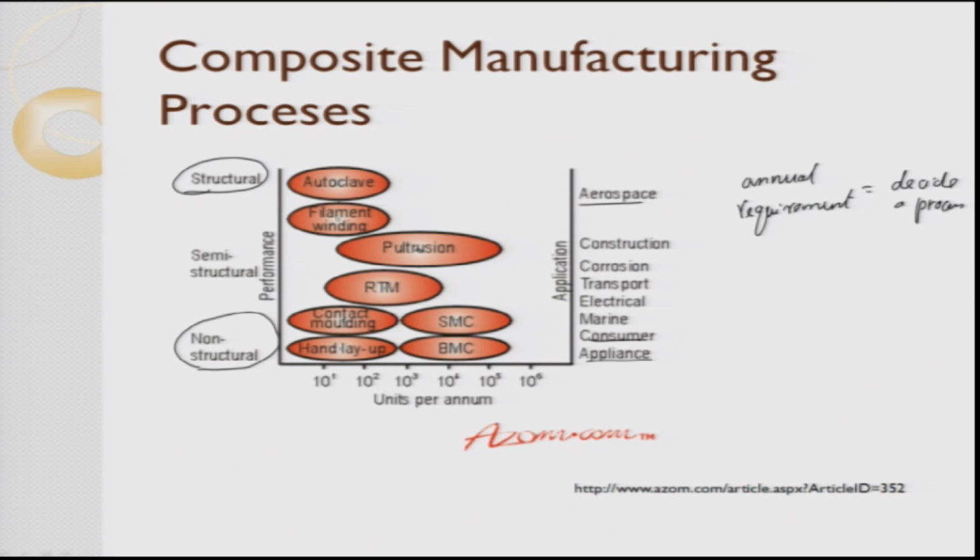If the quantum is very low, we go for hand layup process. If the quantum is slightly higher, we go for mold. We also go for resin transfer molding. We go for pultrusion process. Pultrusion is nothing but pulling plus extrusion. We also do filament winding process, but if you do filament winding, the performance will be very high, but the quantum cannot be very large. Then the autoclave process. Predominantly for aerospace applications, we use an autoclave for producing high performance components. So, the annual requirement is one of the factors you use to decide which process to choose.